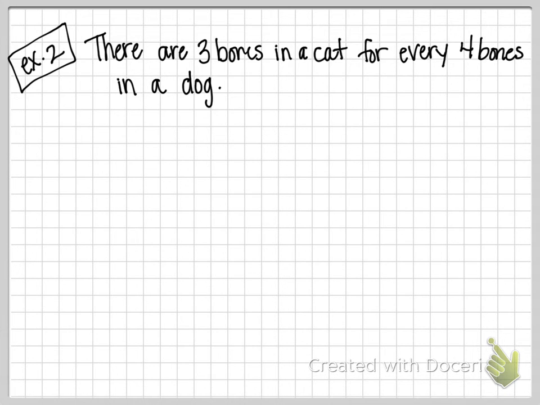So example 2 says there are 3 bones in a cat for every 4 bones in a dog. So if a cat has 3, then a dog has 4. So the ratio of cat to dog would be 3 to 4, okay? It says the cat has 240 bones.